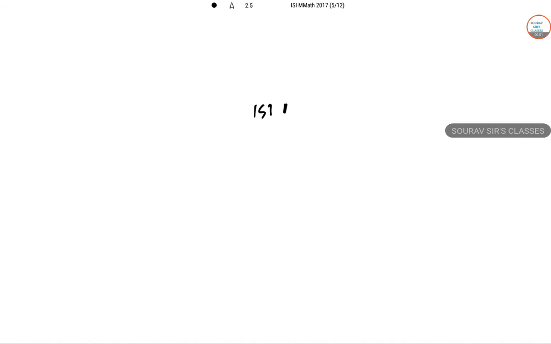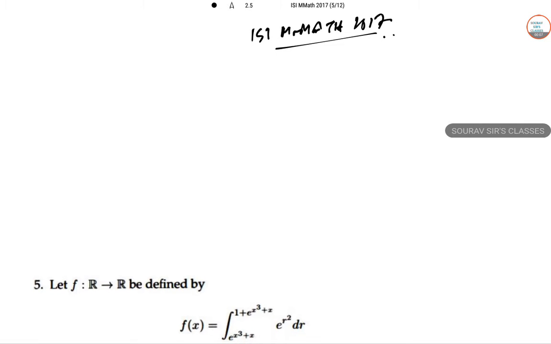This is ISI M.Math 2017 solution. So let's see.